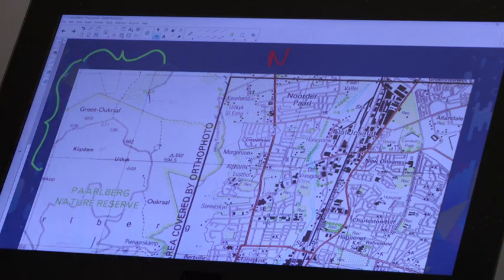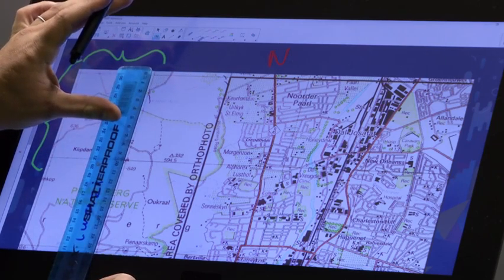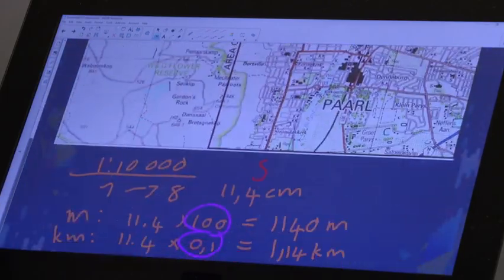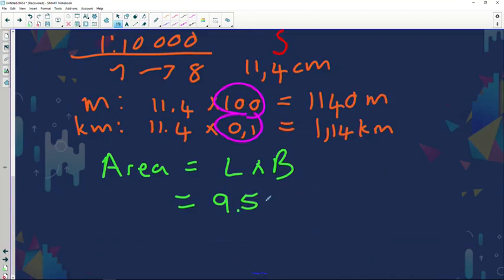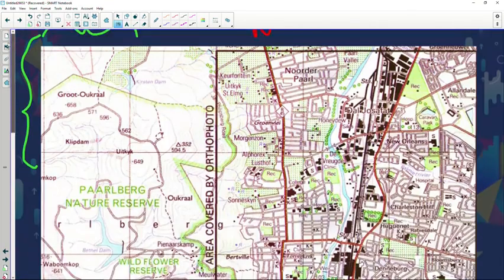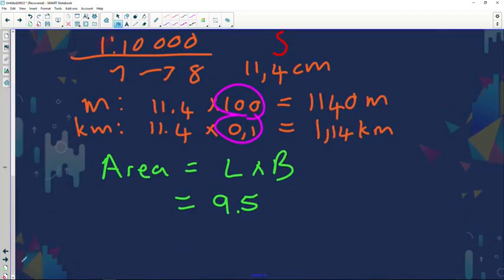Now first of all, you go and calculate your length. As you can see, it's 9.5 centimeters. Let's just go to the bottom of the page. Area equals length times breadth, and we calculated length. It's 9.5. Because this is a topographical map, what's the formula that we're going to use for meters? 500. What's the formula that we're going to use for kilometers? 0.5. So let's assume they asked the question for square kilometers. So we take the 9.5 times it with 0.5.